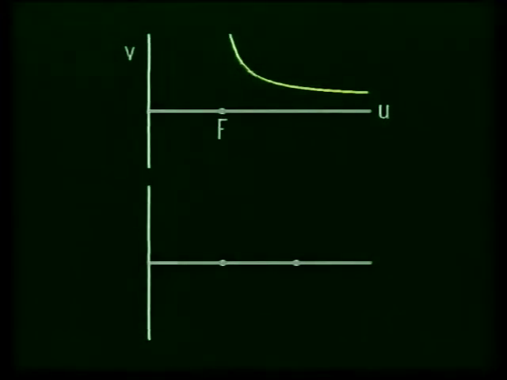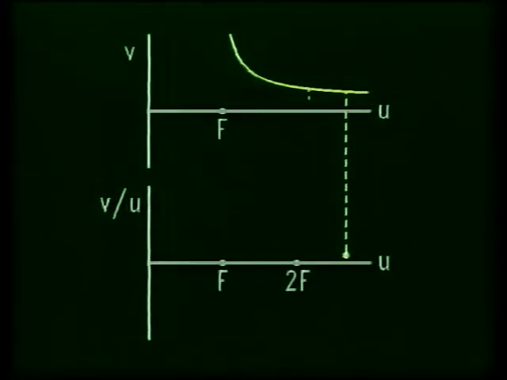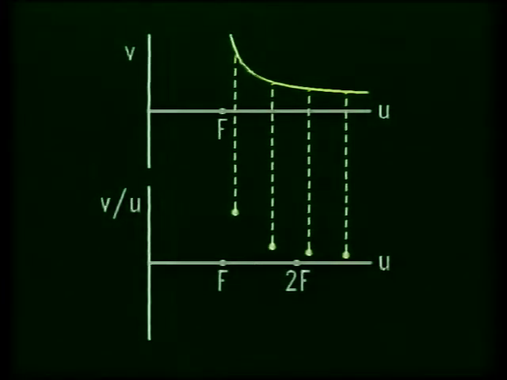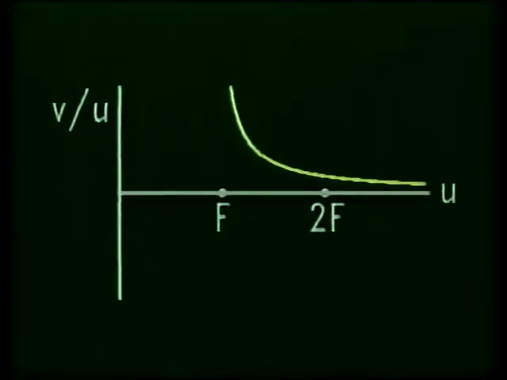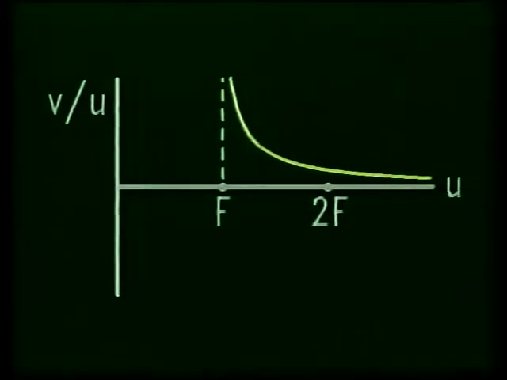We can use the graph of V against U to derive the graph of magnification as a function of U, the object distance. Let's plot the ratio V over U as a measure of magnification. For any point on the V against U graph, we can calculate the ratio V over U and plot it on the lower set of axes. As the object distance approaches the focal length of the lens, the magnification, measured as V over U, becomes very large indeed. When the object is at a distance of 2f from the lens, the magnification is 1.